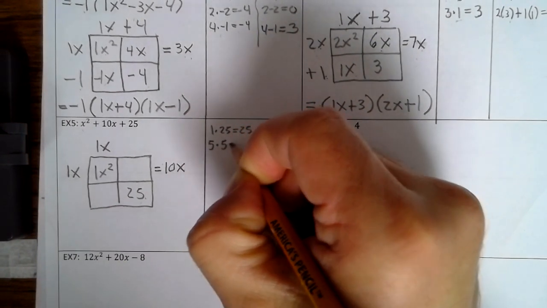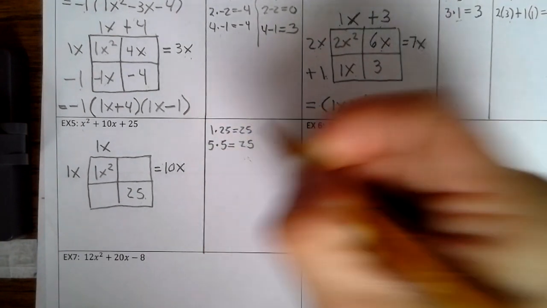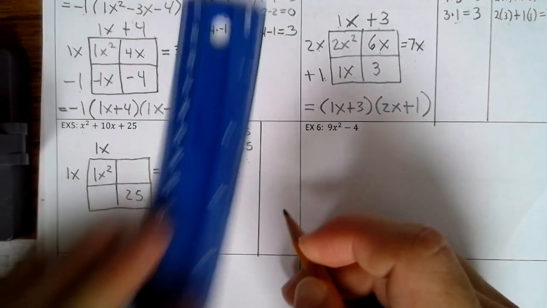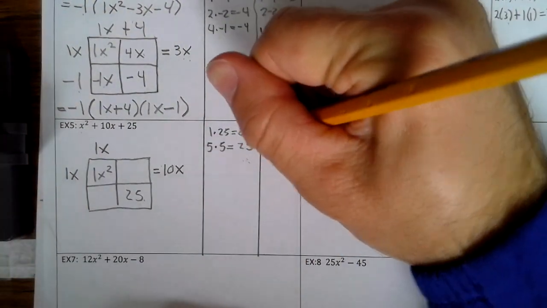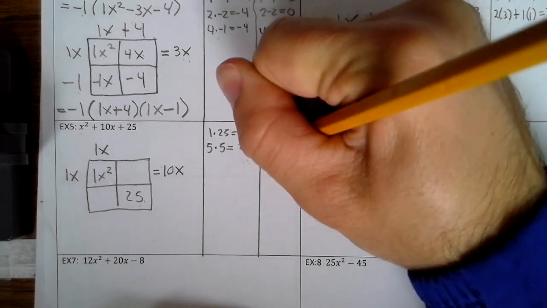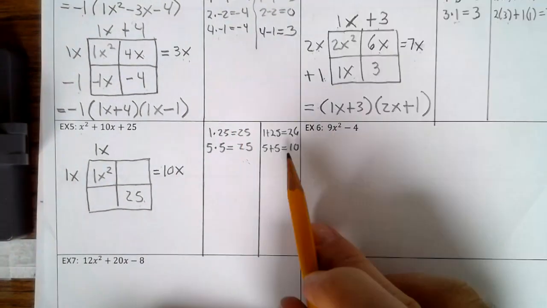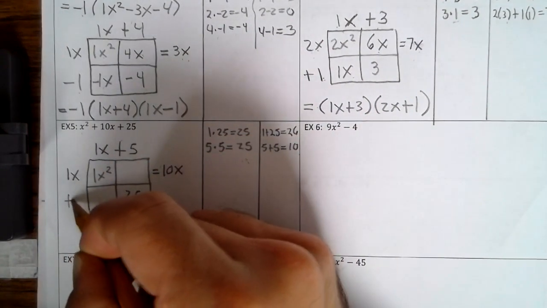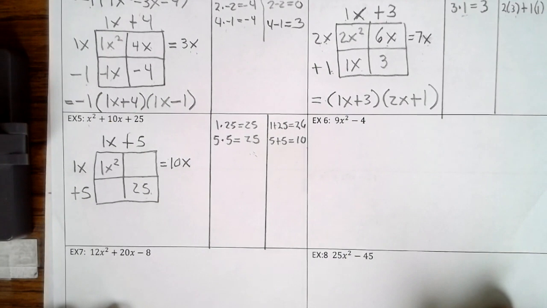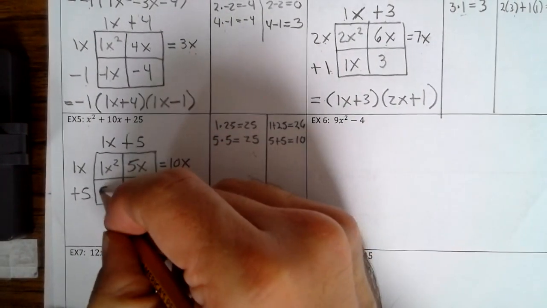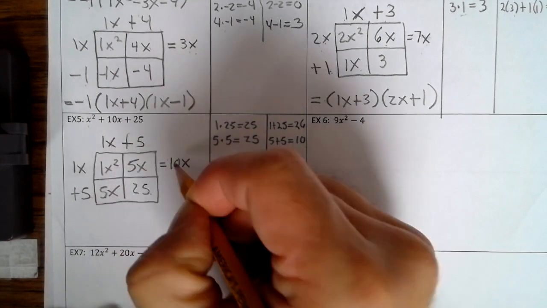Okay, now we combine. So 1 plus 25 is 26. That doesn't work. 5 plus 5 is 10. That works. So our combination is x plus 5, x plus 5. Let's check. 1x times 5 is 5x. 5 times 1 is 5x. 5x plus 5x is 10x. So the factored form is 1x plus 5, 1x plus 5.